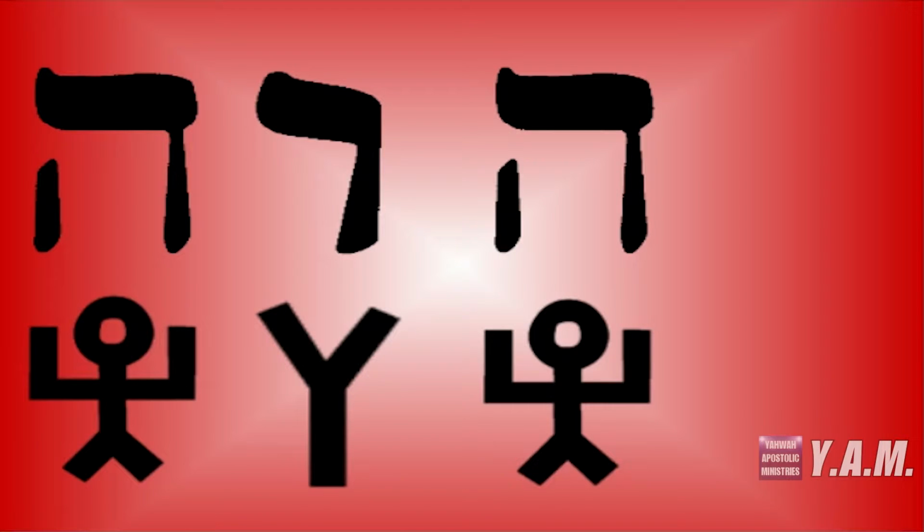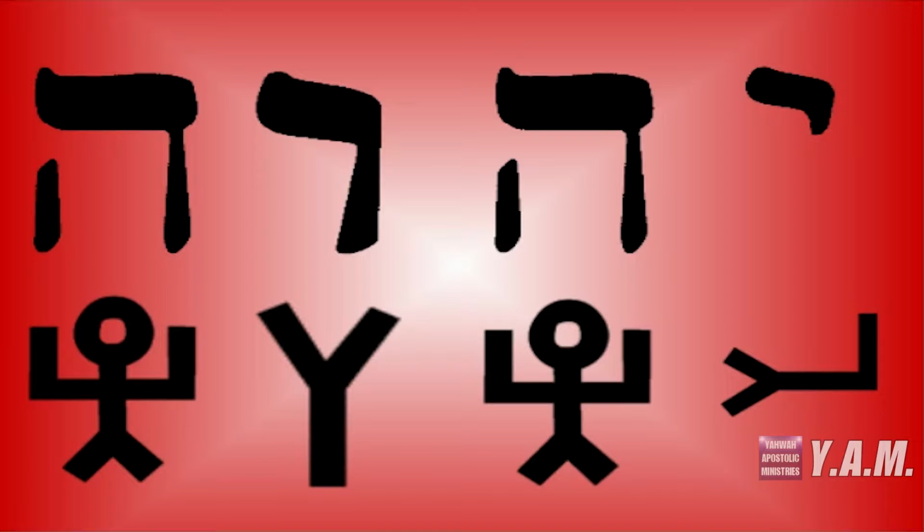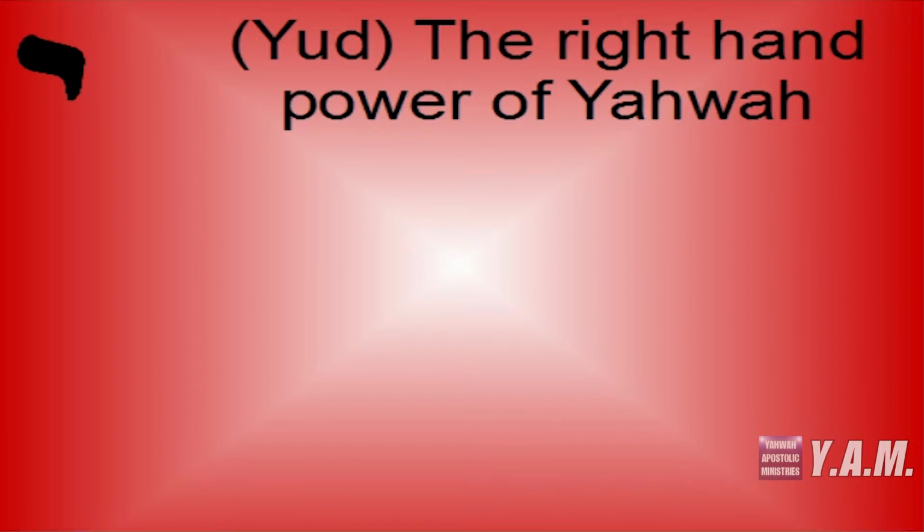We saw the Hebrew on the top, this is the name of Yahweh in the Hebrew, although it's missing the first letter. And on the bottom, you see the pictograph of His name. There's the Yod that starts the name of Yahweh. We learned what this means. We broke it down: Yod, Hey, Wah, Hey. Yod means the right hand or power of Yahweh. That's the letter we did.